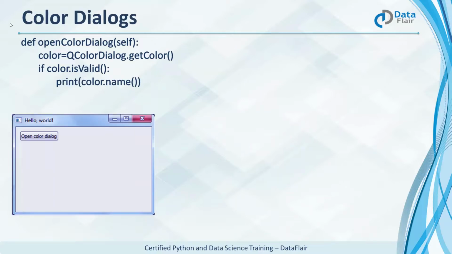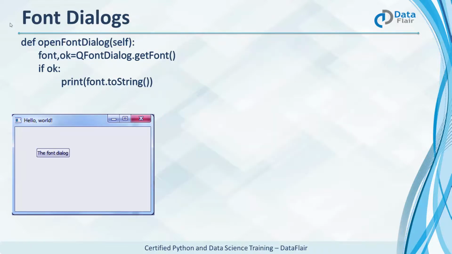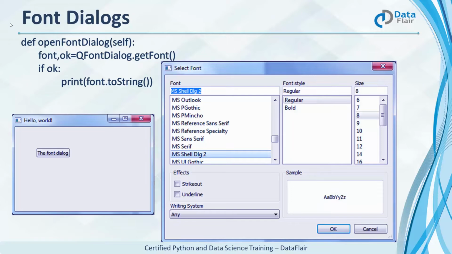Using QColorDialog, we can display a color selector to the user. This is capable of selecting any possible color and gives us its HTML code. And using the QFontDialog, we display a font selector to the user. This has everything from font style and size to effects and a sample.